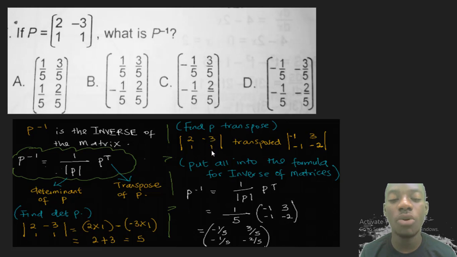Minus 3 and 1 are a column. Change them to a row. That will become minus 1 and 3. Then 2 and 1 are a column. Change them to a row. It will become 1 and 2. Right? Now, can you notice that the sign also changed?